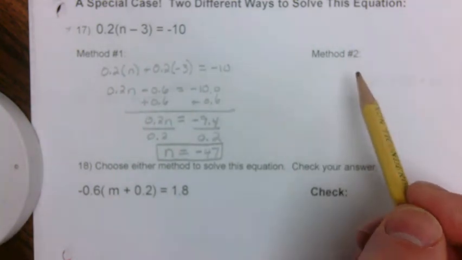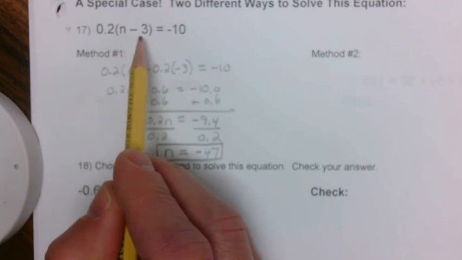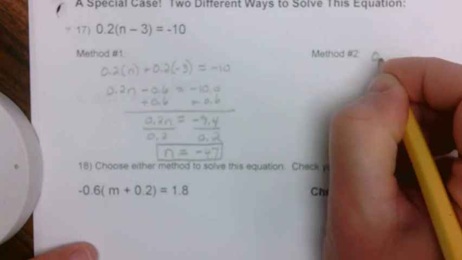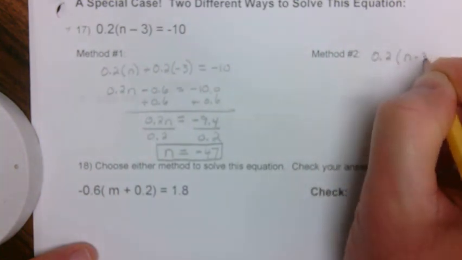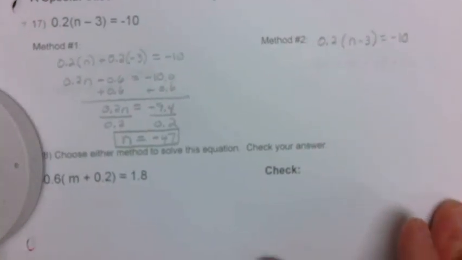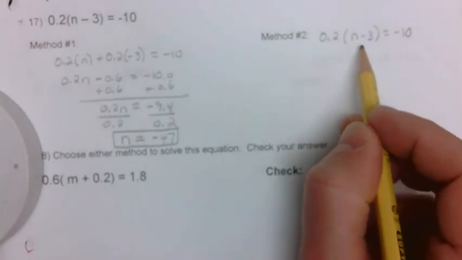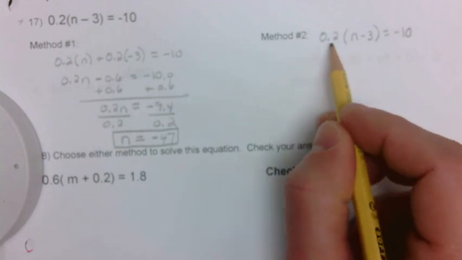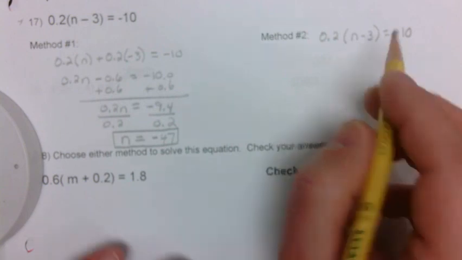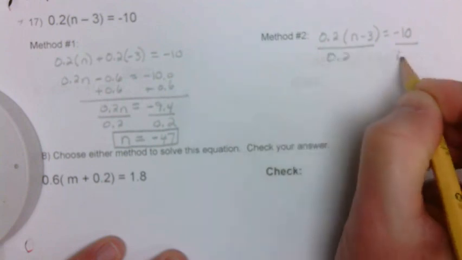Okay, another way that we could do this is by treating the stuff in parentheses, n minus 3, as our variable term. Okay, so let me rewrite the equation. I have 2/10 multiplying n minus 3 in parentheses equals -10. Okay, now I'm going to treat n minus 3 in parentheses as my variable term. Right now, this is being multiplied by 2/10. In order to isolate what's in the parentheses, I can simply divide each side by the 2/10.